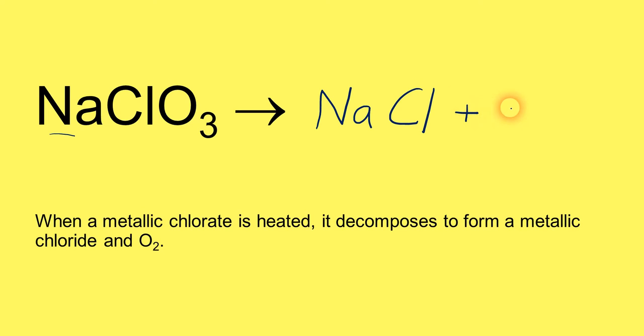And what's the other product? O2, according to this. And of course, sodium chloride is ionic. It's sodium +1 charge, chloride's a -1, so no need to put any additional subscripts. It's NaCl plus O2. And once again, this is not a balanced equation, but if you want to, you can go through and balance it.